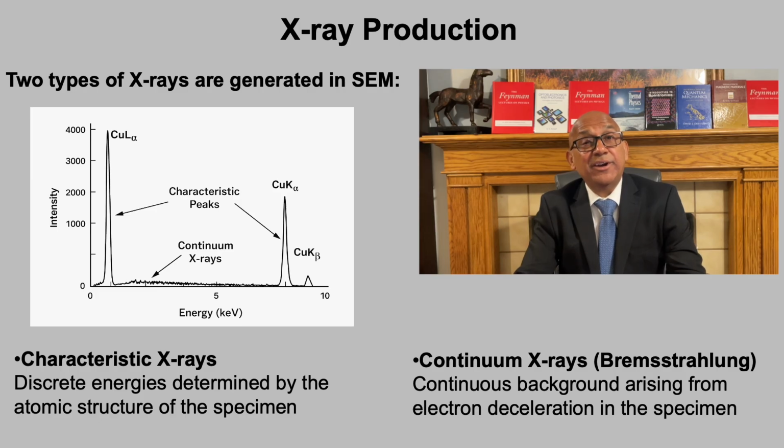When the incident electron beam interacts with the atoms in the specimen, two fundamentally different X-ray generation processes occur. The first produces characteristic X-rays, which have discrete energies that are unique to each element. These arise from inner shell ionization followed by electronic transitions and form the basis of elemental identification. The second process produces continuum X-rays, also known as Bremsstrahlung, which form a smooth background in the spectrum. These X-rays are generated when incident electrons are decelerated in the Coulomb field of atomic nuclei and are not tied to specific atomic energy levels. Any measured X-ray spectrum in the SEM is therefore a combination of sharp characteristic peaks superimposed on a continuous background.